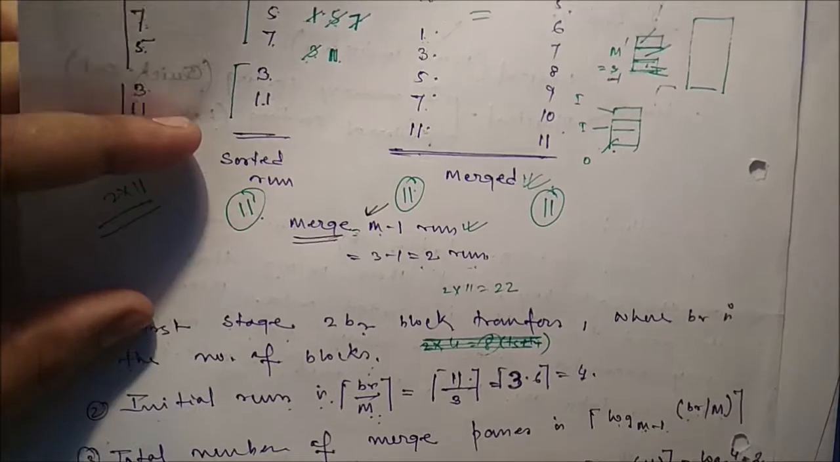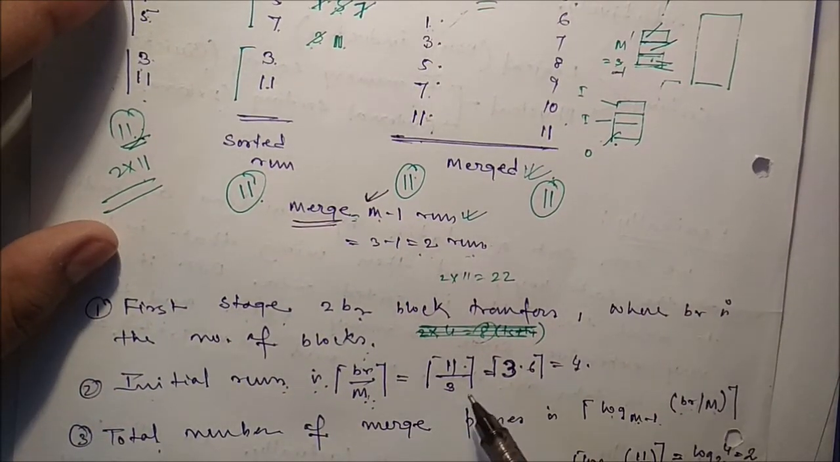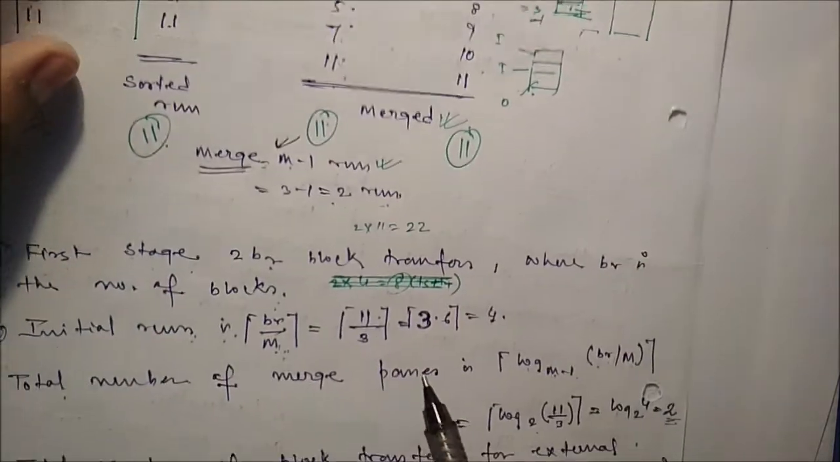Next, initial run. So the total number of runs would be what? It is BR by M. So BR by M means what? The total number of blocks is 11. So 11 by 3. M is what? The M size. M size is 3.